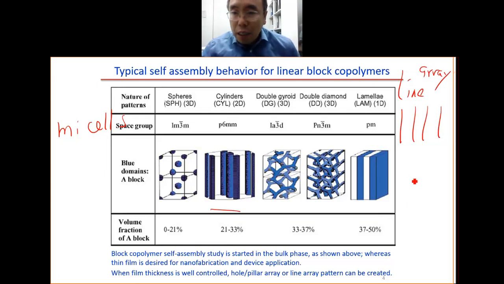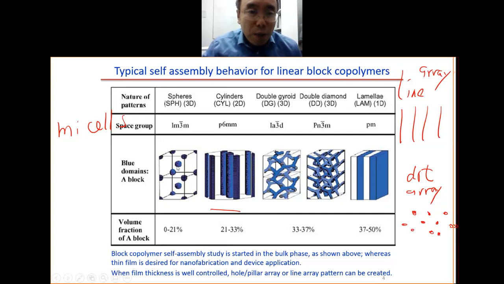Another pattern is the dot array. We get something like this, a periodic dot array, hexagonal. Which one can give you dot array patterns? You can see here, this one is not hexagonal, it is like a face-centered cubic. This one can give you the pillar array or dot array pattern. This one can also give you the dot array or pillar array pattern, but here the pillar is perpendicular to the wafer surface.